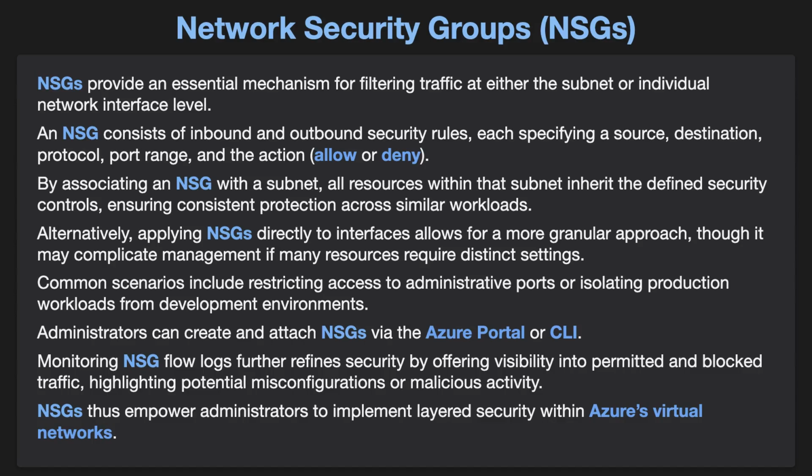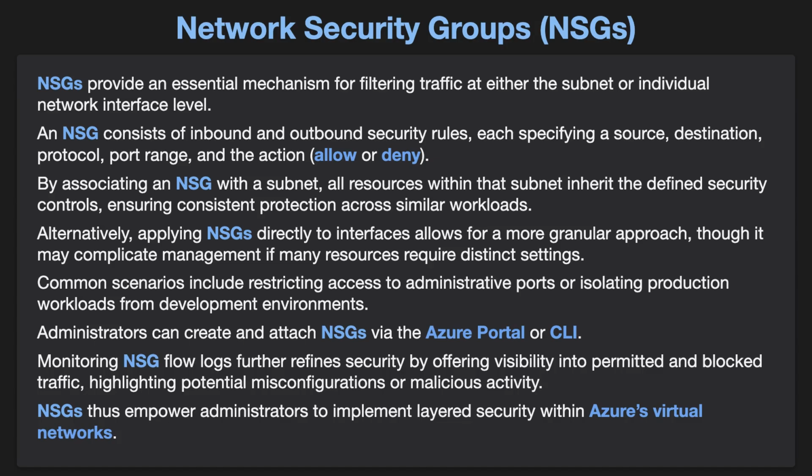Network security groups, NSGs, provide an essential mechanism for filtering traffic at either the subnet or individual network interface level. An NSG consists of inbound and outbound security rules, each specifying a source, destination, protocol, port range, and the action, allow or deny. By associating an NSG with a subnet, all resources within that subnet inherit the defined security controls, ensuring consistent protection across similar workloads.